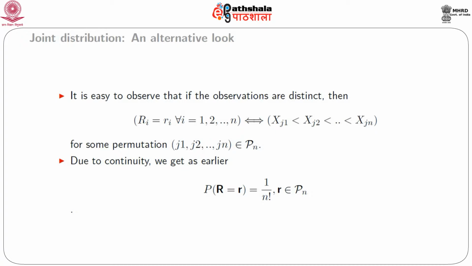Now, we can in an alternative way obtain the joint distribution of ranks. If we are taking observations from a continuous population, we find that the observations are distinct with probability 1. Then the joint probability of R equal to r is nothing but the probability of the configuration X_j1 less than X_j2 less than up to X_jn for some permutation j1, j2, ..., jn belonging to P_n. Now, due to continuity, we get as earlier the probability of capital R equal to small r as 1 by n factorial for every possible value of R belonging to P_n.